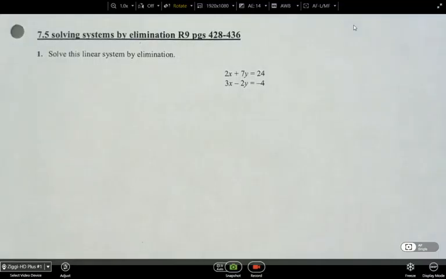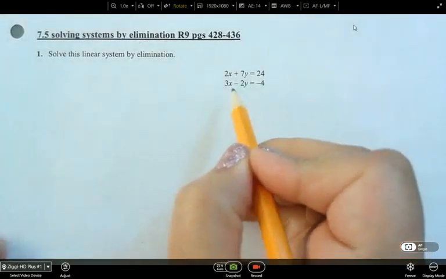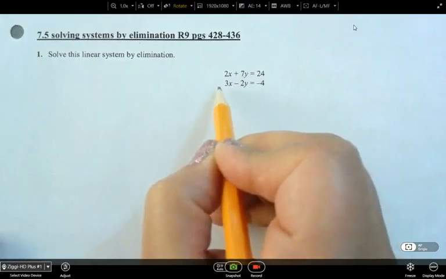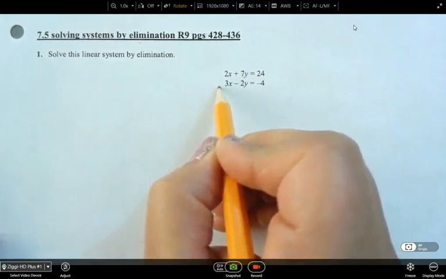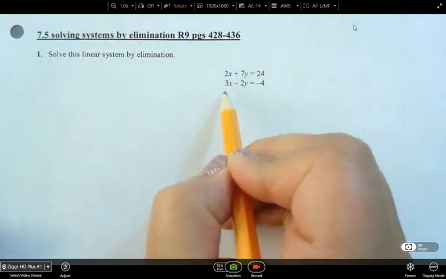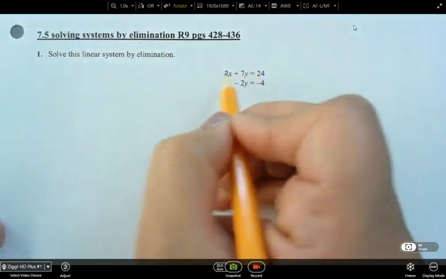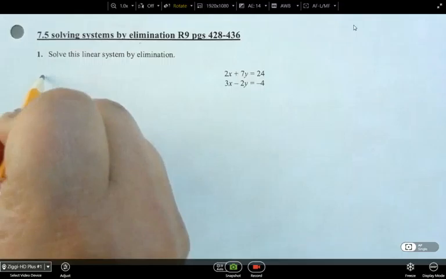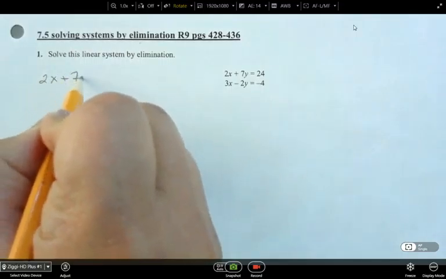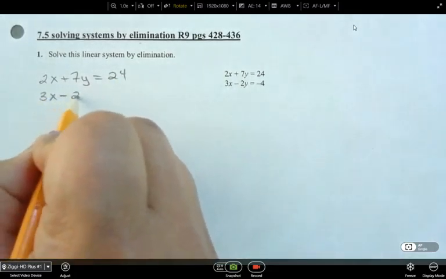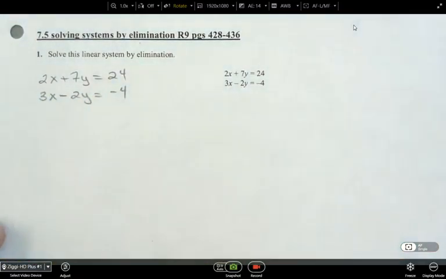Okay, so for 7.5, we're going to solve systems by elimination. So the idea is we want to create a situation where I've got the coefficients having the same number so that when I add them or subtract them, I get 0. So let's look at the x's first here. I'm going to rewrite the question on this side so I can work here. So 2x plus 7y equals 24, and 3x minus 2y equals negative 4.